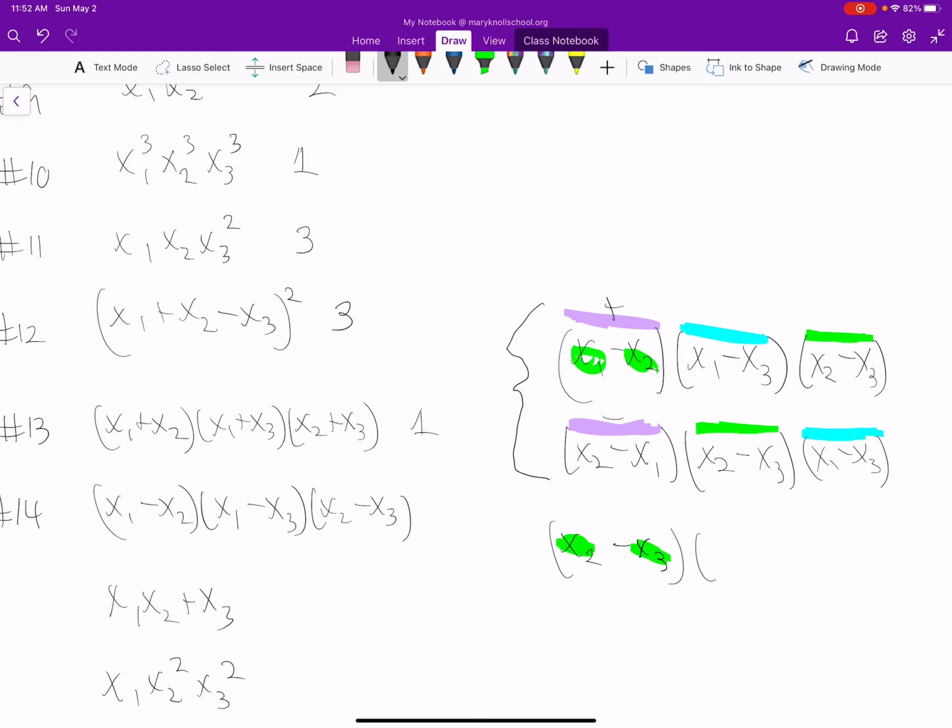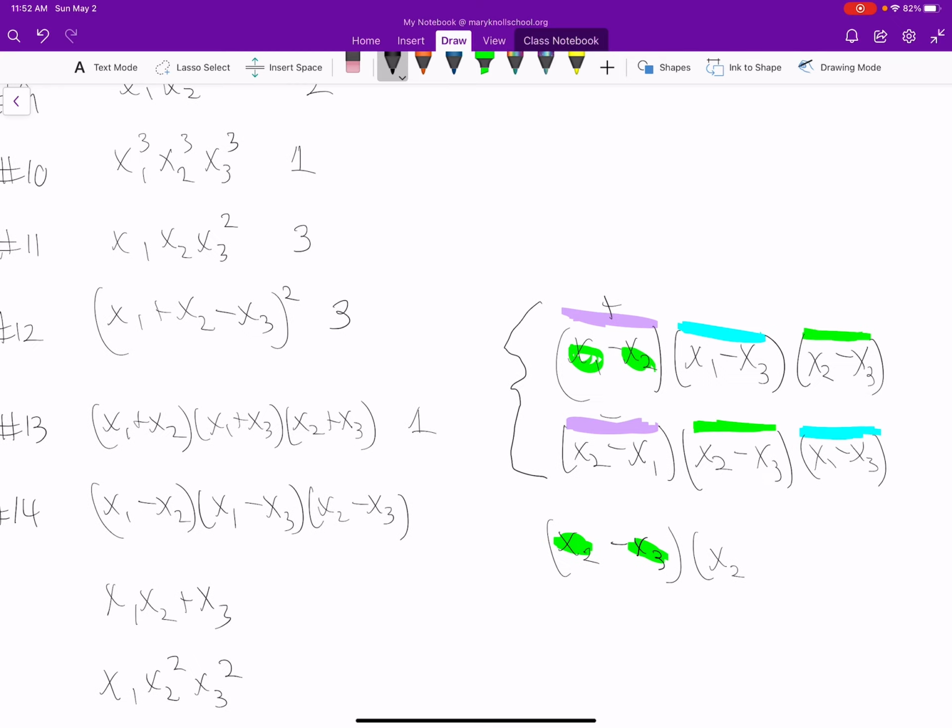Okay. And then x2. So that's going to be x2. x1 goes to x3. x3 goes to x1. And then x2 goes to x3. And x3 goes to x1. Okay, so now what we're looking at here is we're going to compare it to the first one again.